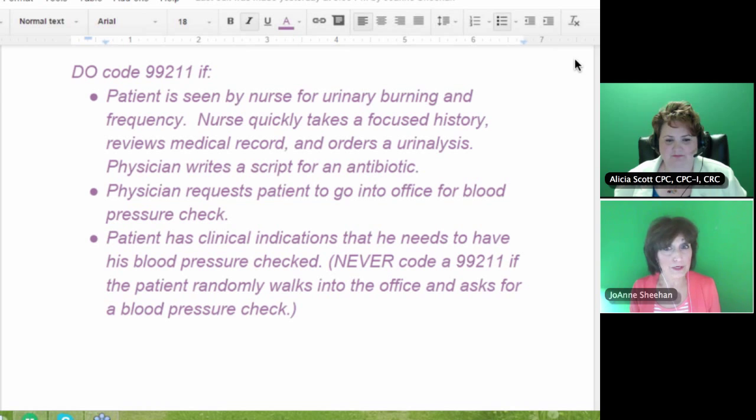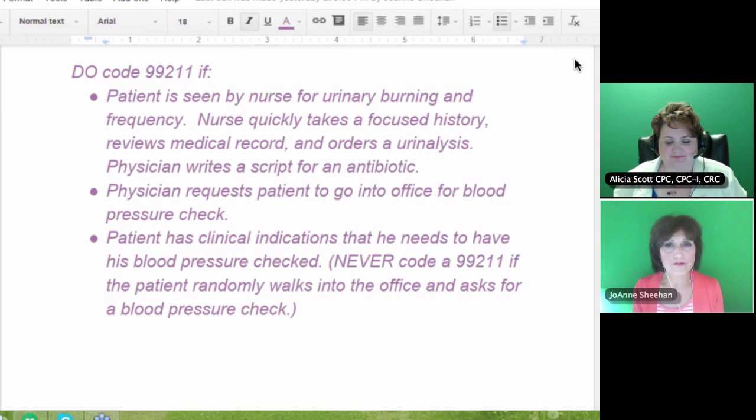Okay, now when you can bill a 99211: if a patient is seen by a nurse because she has burning and urinary frequency, the nurse takes a quick look, a focused history, reviews the medical record, has the patient go pee in a cup, he has an infection, shows the doctor, who writes a script. But it's really a very, very quick visit. If the physician requests the patient to go into the office for a blood pressure check because he has problems with hypertension, that qualifies for a 99211. If a patient calls for a visit because he has clinical indications that his blood pressure is off the map, that is a clinical indication you can bill.